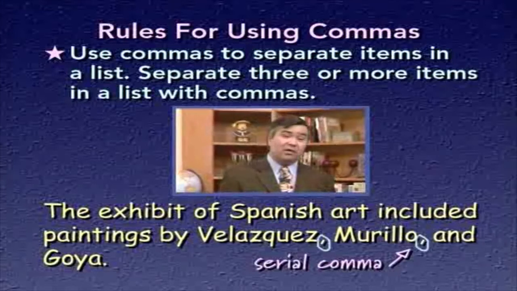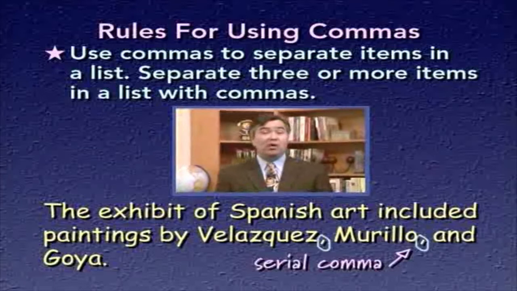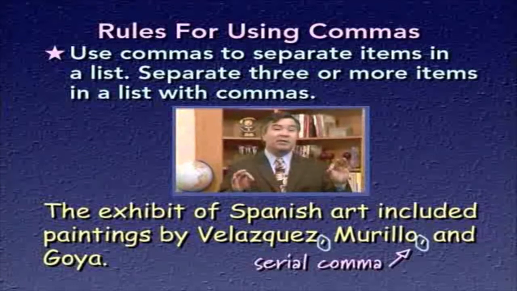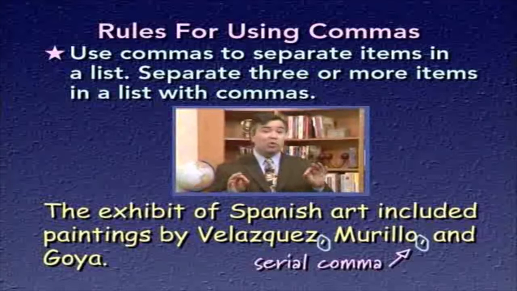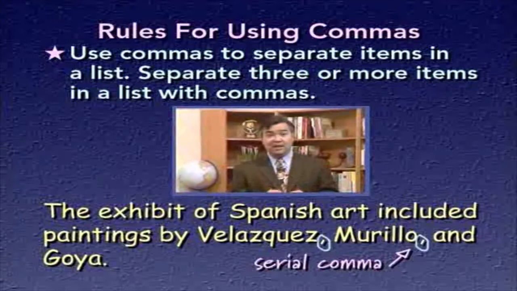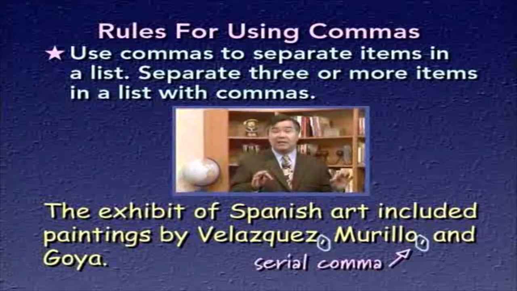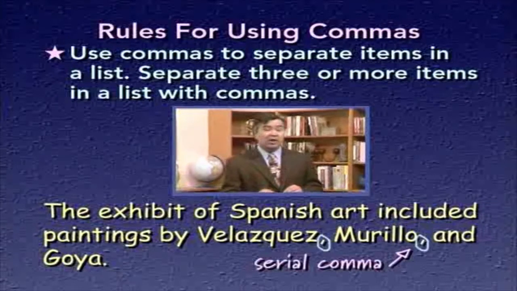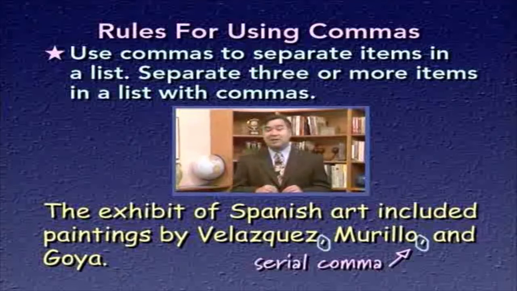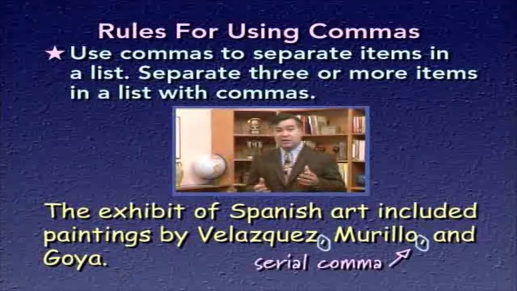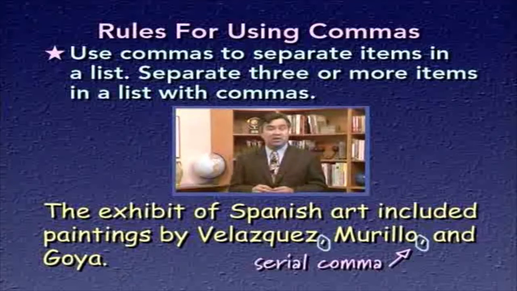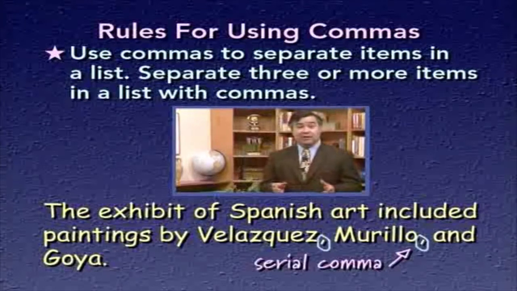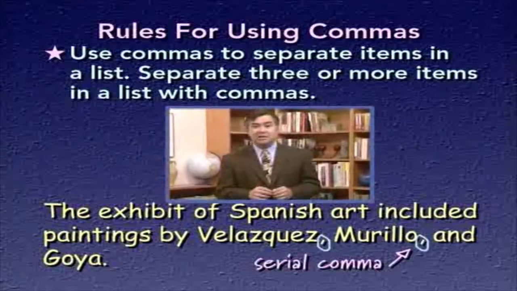Some writers prefer to use it. Some writers prefer to omit it. Personally, I like to use it. I think it adds just a little bit of clarity to the sentence, but you wouldn't be wrong if you omitted it. However, the comma after Velázquez earlier in the list is absolutely essential. So use commas to separate items in a list. The final comma, the serial comma, may or may not be inserted. That's your choice. Here's a slightly different kind of list that also requires commas.